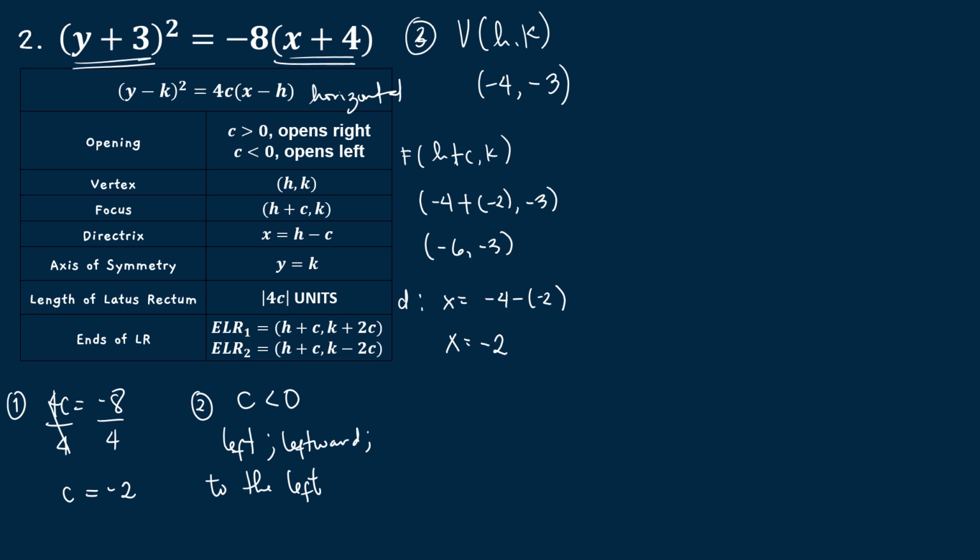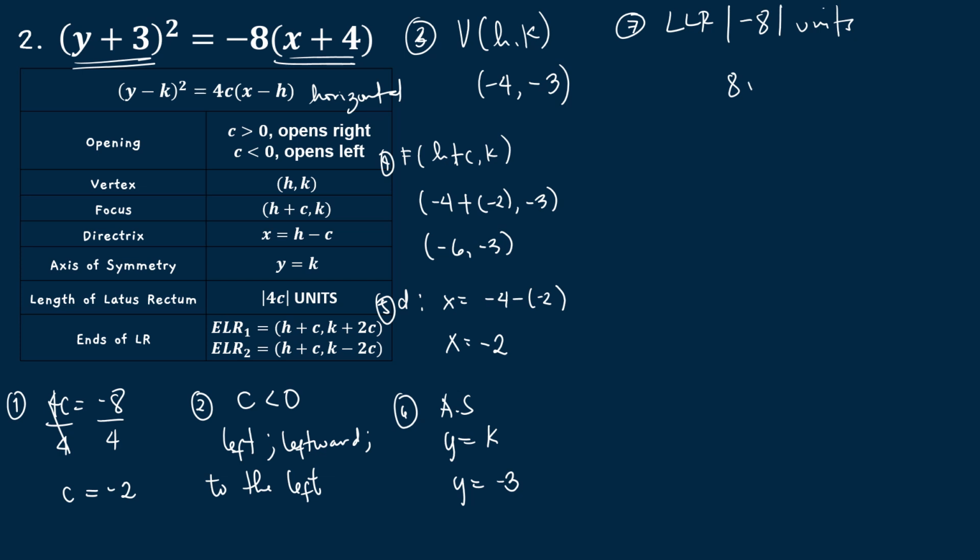We're already on number 5, no? Number 6 would be the sixth property, which is your axis of symmetry, which is y is equal to k, so y is equal to negative 3. Number 7 would be the length of the latus rectum, absolute value of negative 8 units. So negative 8 absolute value becomes positive, so that would be 8 units.